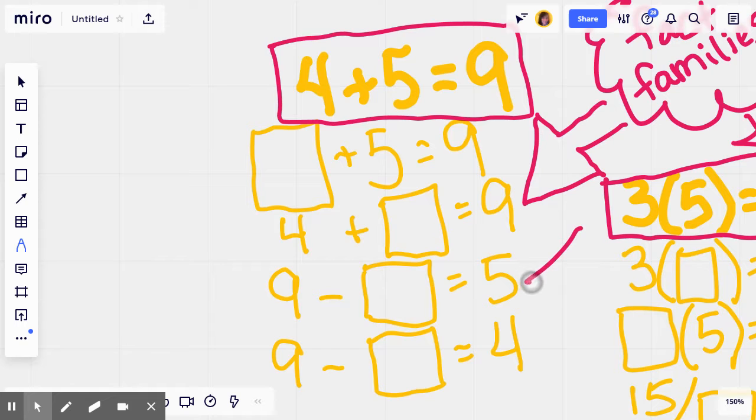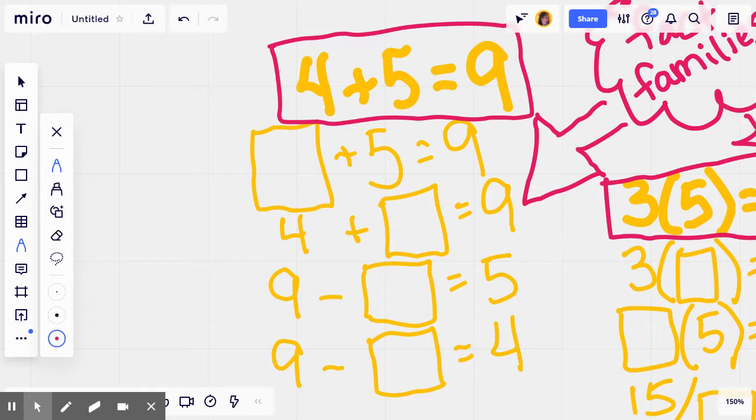Okay, so the first thing I want to do actually is talk a little bit about fact families. So fact families are really wonderful to know about when we're doing tables. They're really useful for all kinds of things, but they're especially useful for tables, and I'll tell you why in a minute. So here's what a fact family is.